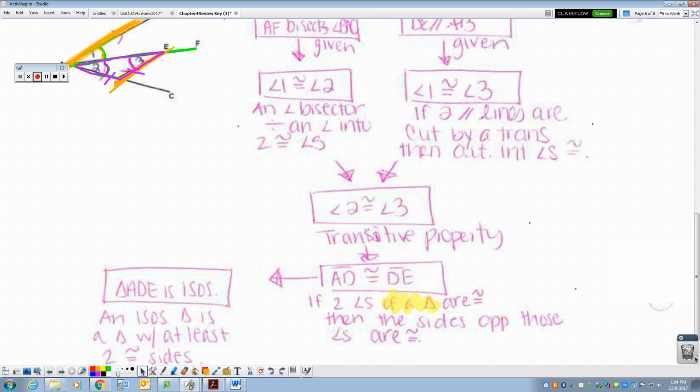So the last 2 steps for isosceles are pretty much always the same. Sides give you isosceles. Sometimes you have to do angles give you sides, sides give you isosceles.